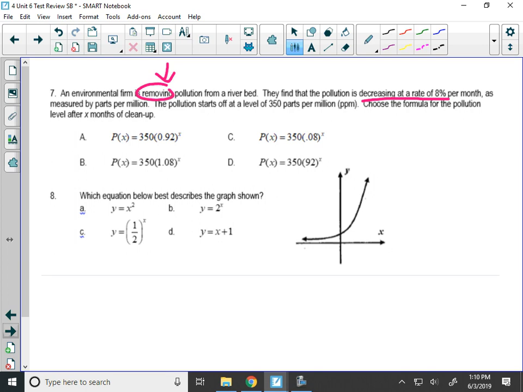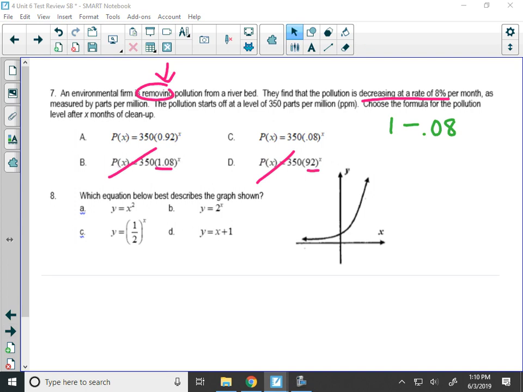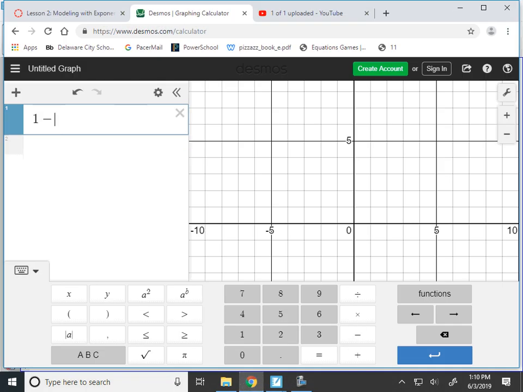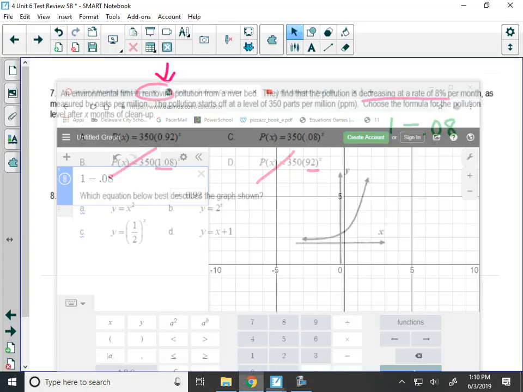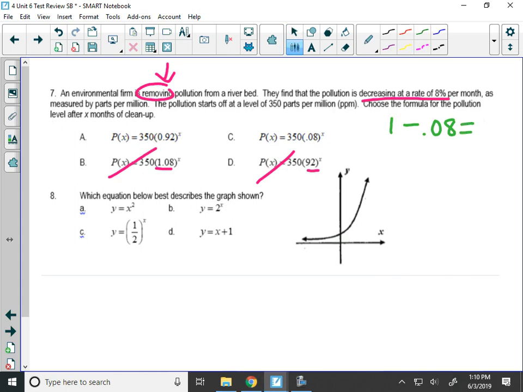So I want something that's decreasing. Remember, decreasing means that the growth rate is less than 1. So right away, I can eliminate B because its growth rate is bigger than 1. And I can eliminate D because its growth rate is bigger than 1. When I decrease by 8%, remember we always do 1 minus the percent, 1 minus 0.08. And if you don't know what 1 minus 0.08 is, use your calculator, 0.92. So we want 0.92 in our parentheses, which is option A.